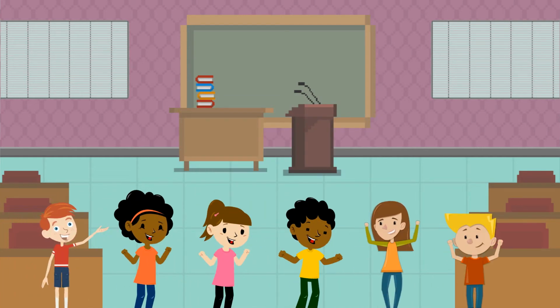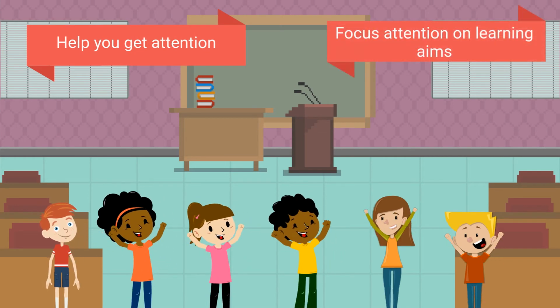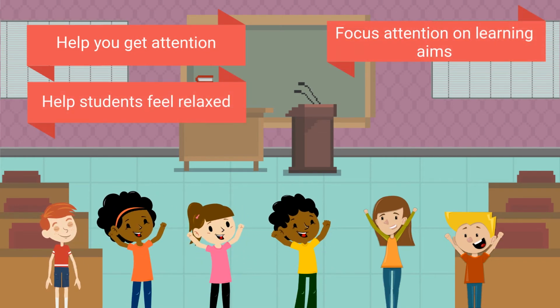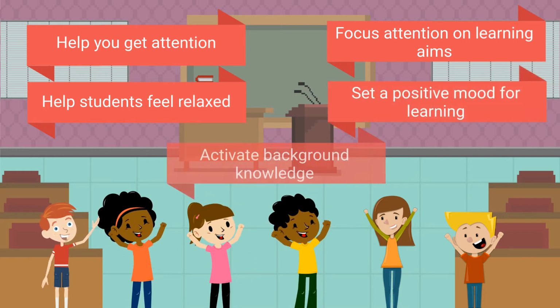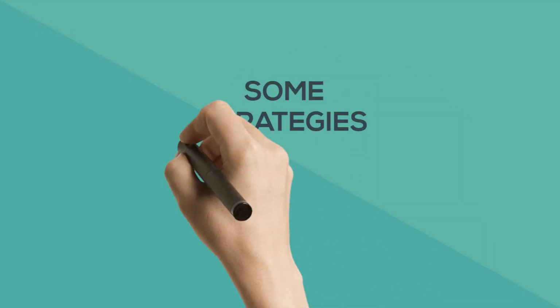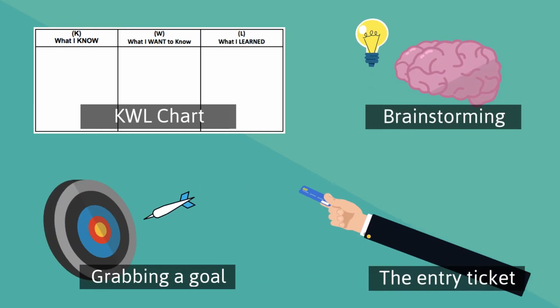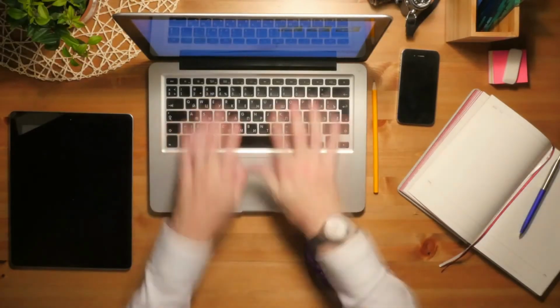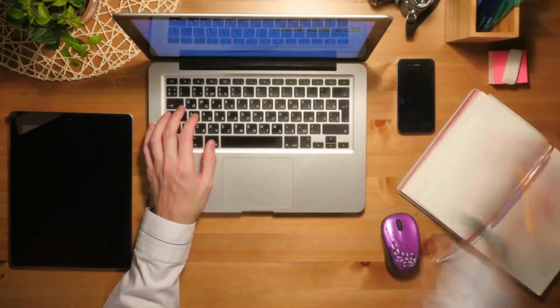These strategies are essential because they help you grab your students' attention, focus their attention on the learning aims of the lesson, help students feel relaxed, set a positive mood for learning, and activate background knowledge. Some strategies for opening a lesson are the KWL chart, brainstorming, grabbing a goal, and the entry ticket. And there are under 1,000 more available on the internet. Feel free to find out more.